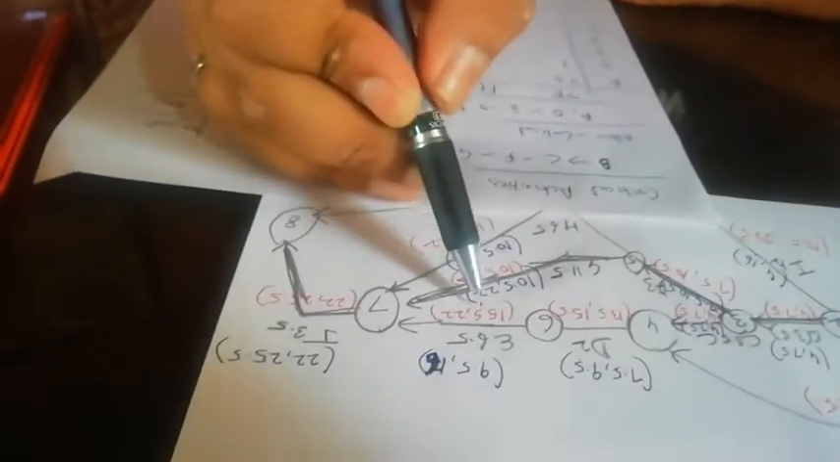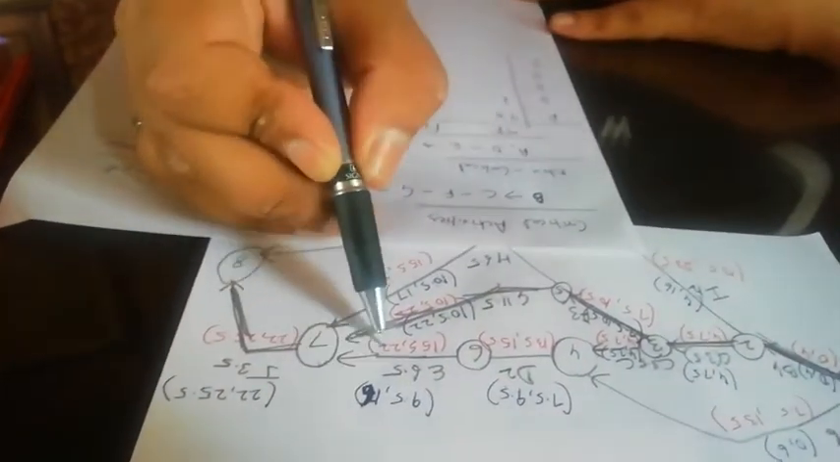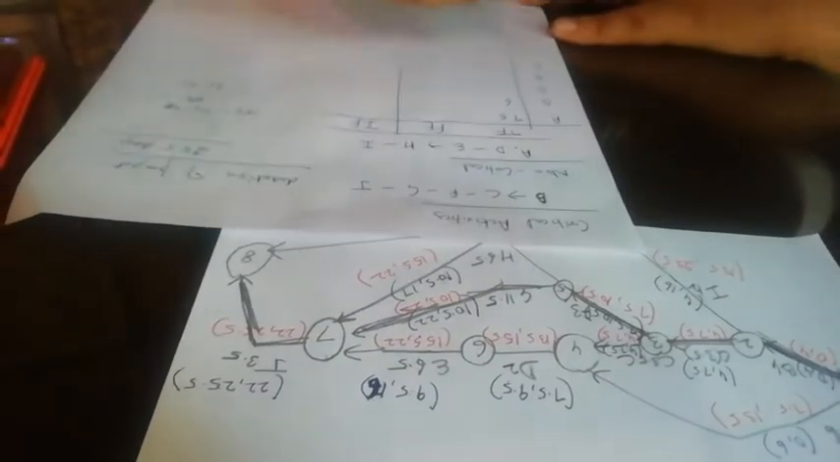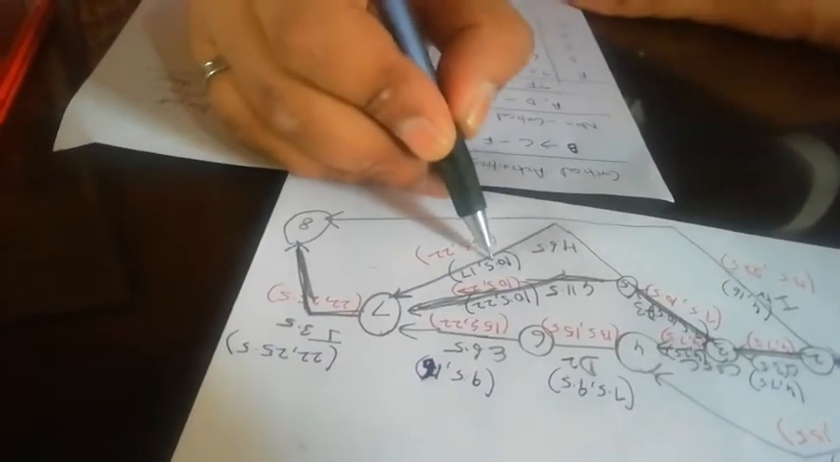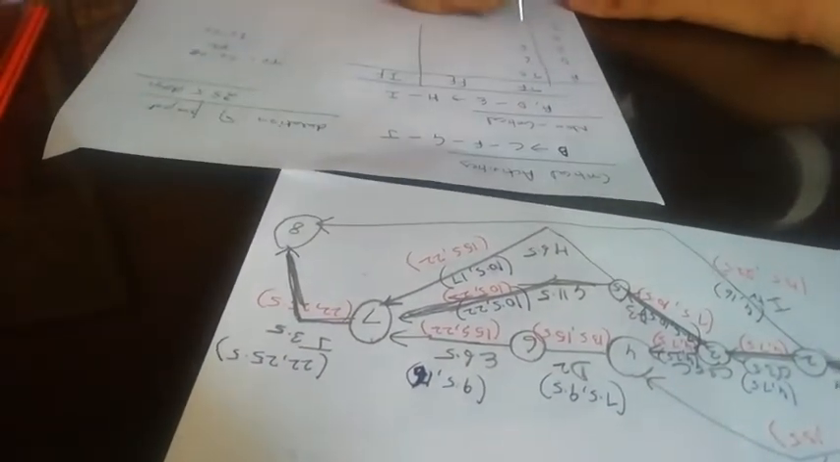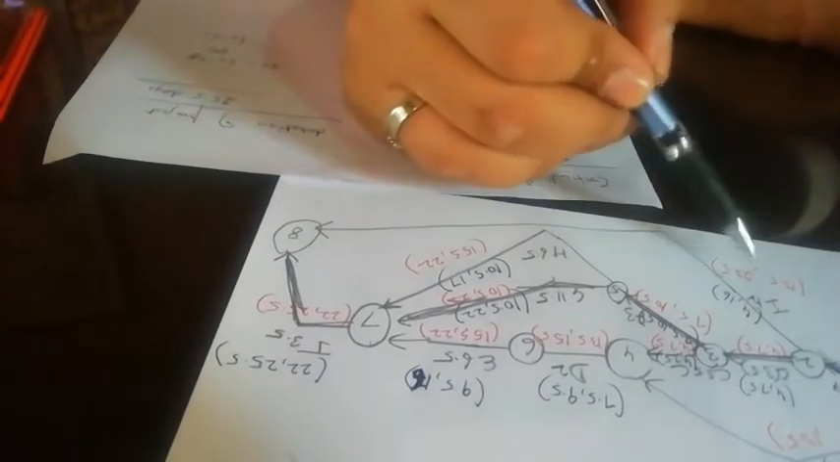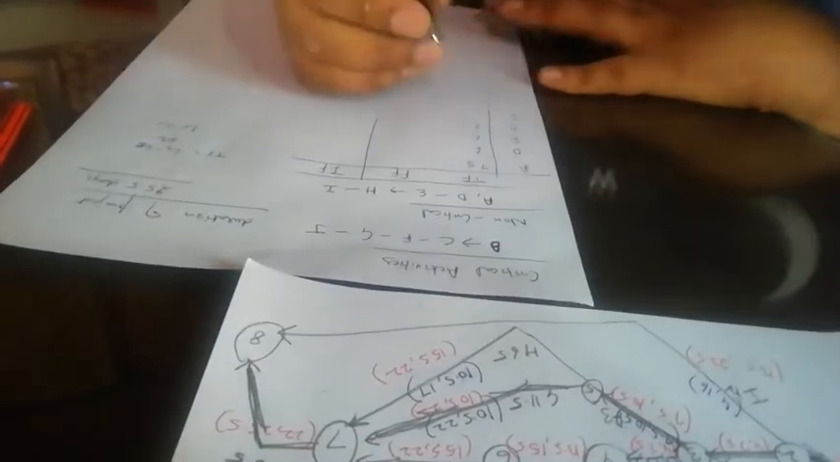Then for E, 15.5 minus 9.5 or 22 minus 16. So 22 minus 16 is 6. Then H. For H it is 15.5 minus 10.5, which is 5. And for I it is 13.5 minus 4, which is 9.5.